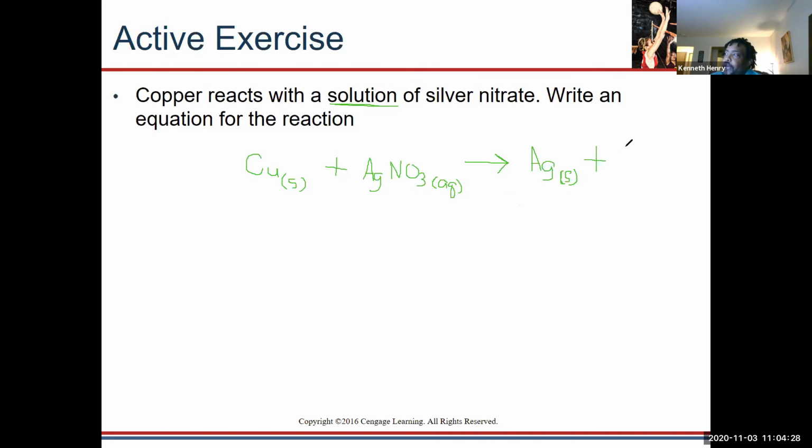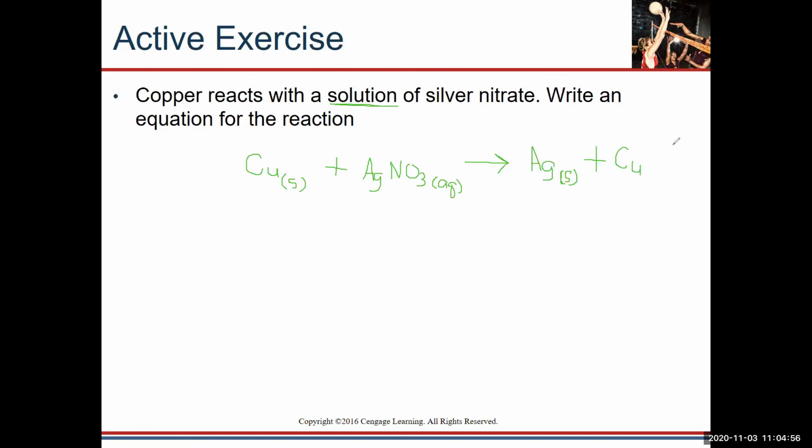Okay, and then we'll have copper. So copper, if it's not given, if it's not told to you, you're going to assume that you're going to be making copper 2. Because most reactions, when there's a single replacement reaction, most of them will go to the transition metals. They'll go to the +2. There are a few of them that'll be different, but the majority of them will be +2. Okay, so it'll be copper 2.